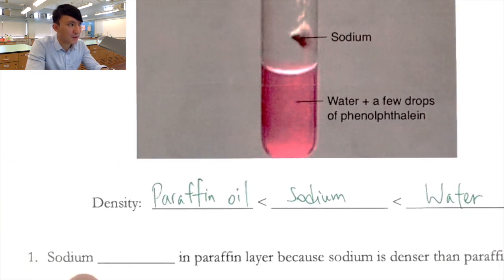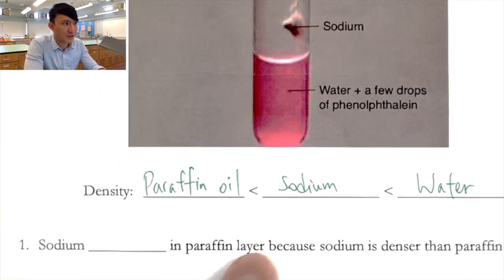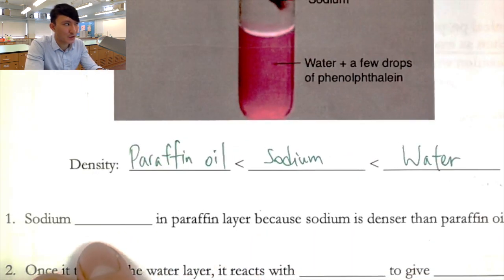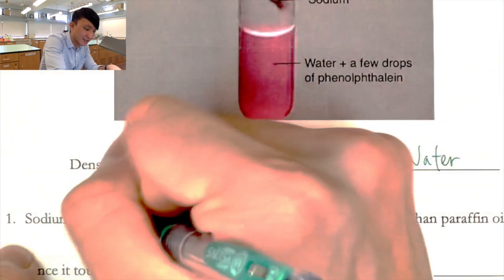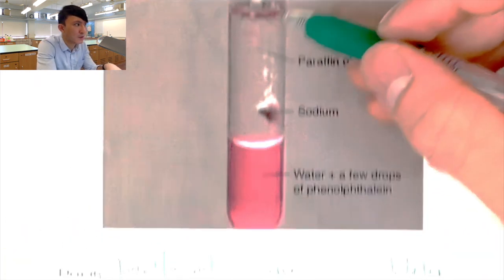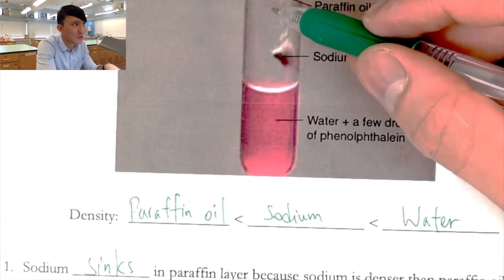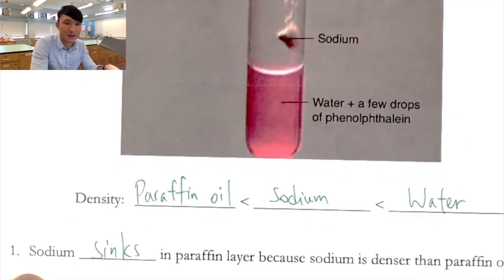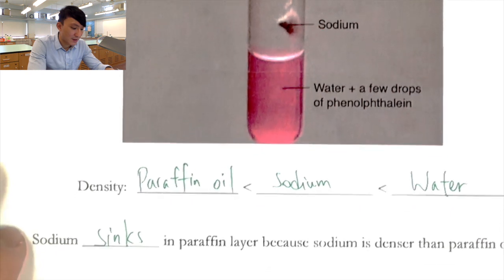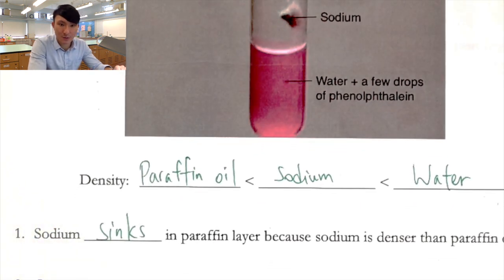Now, sodium, what's in the paraffin layer, because sodium is denser than paraffin oil, this one you should put down sinks, right? It sinks. So that's why when you put the sodium here, it sinks to the bottom, because sodium is denser than paraffin oil. And also because the sodium does not react with the paraffin oil. Because if the sodium reacted with paraffin oil, I don't think the sodium would sink, because they would keep making those bubbles, and that would always be propelling it upwards. But anyway, knowing that sodium is not going to react with the paraffin oil.